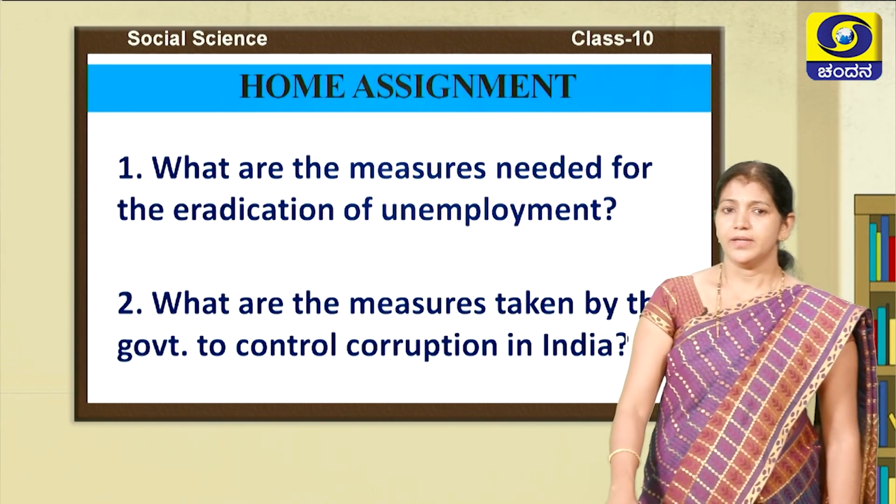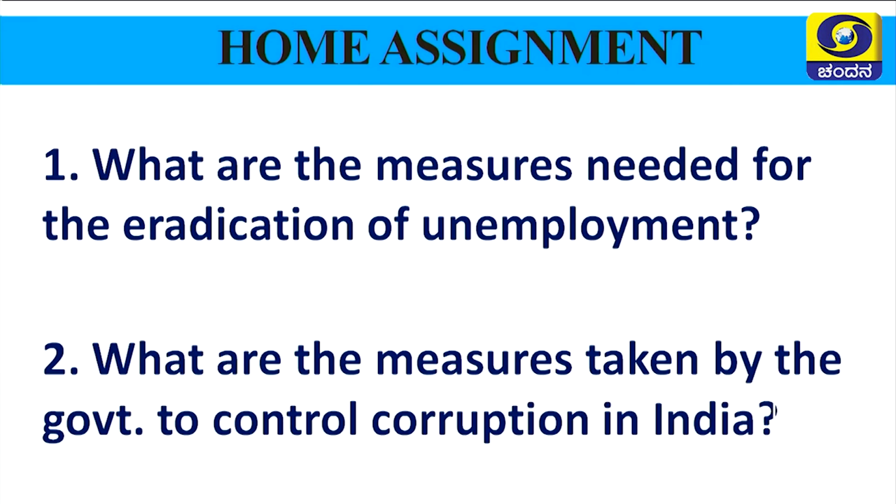Students, write down these questions, that is home assignment. The first question is, what are the measures needed for the eradication of unemployment? One more question, children. What are the measures taken by the government to control corruption in India?